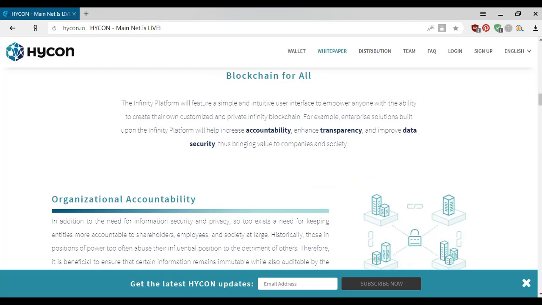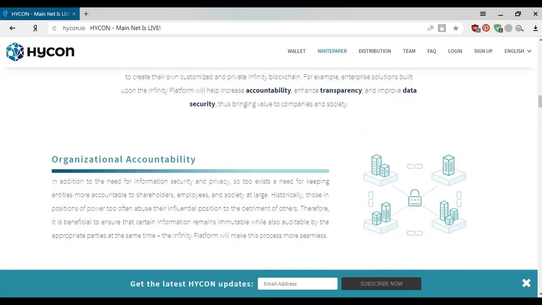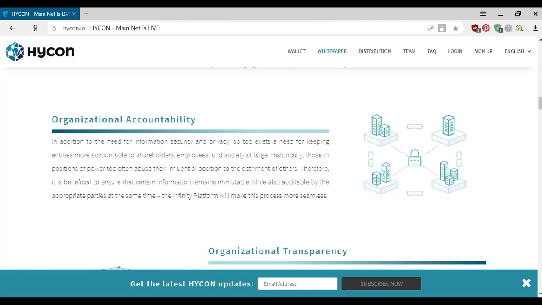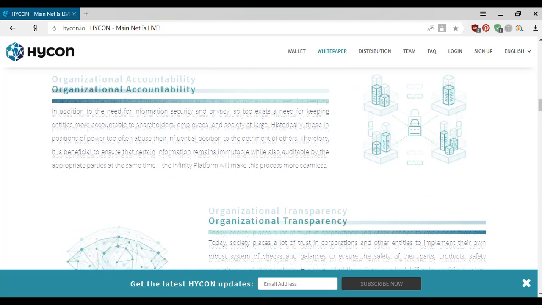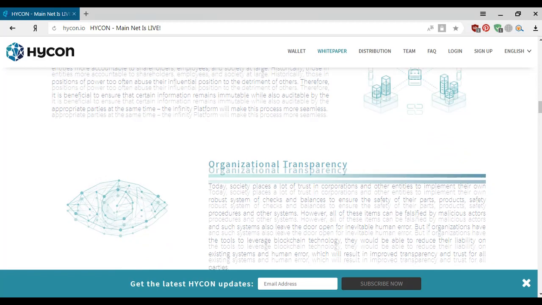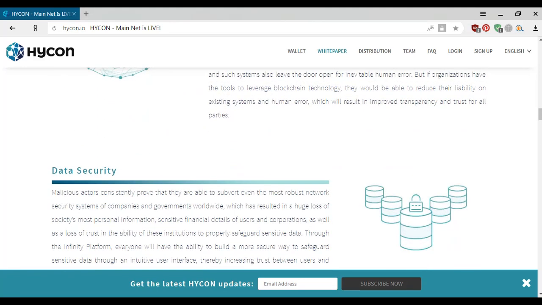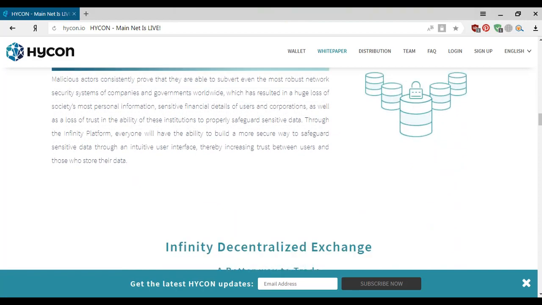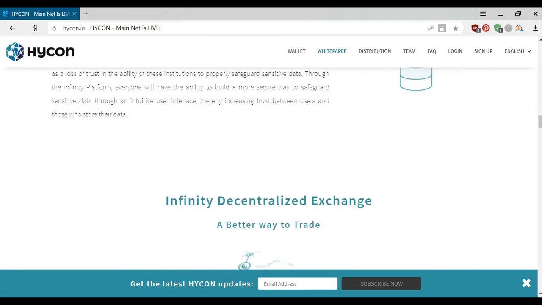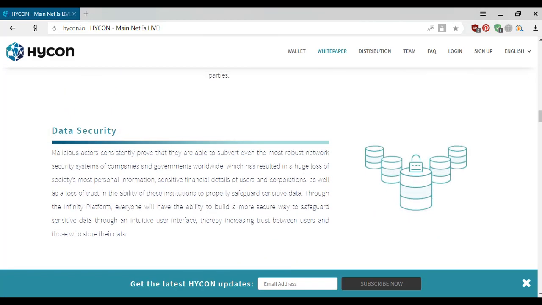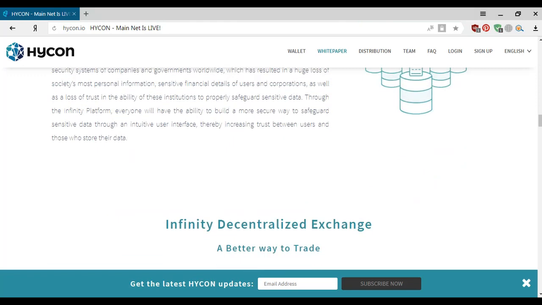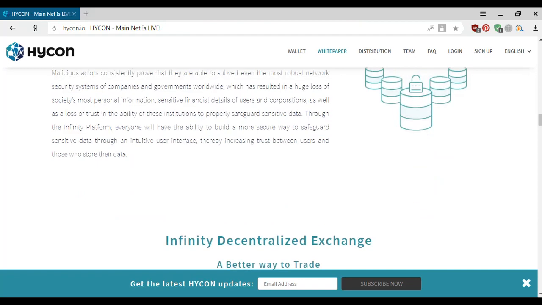So let's have a quick check on use cases. Infinity platform, blockchain for all. These are some use cases, for example, organizational accountability, organizational transparency, data security. So if you want to know more about it, you should check out the site hycon.io.